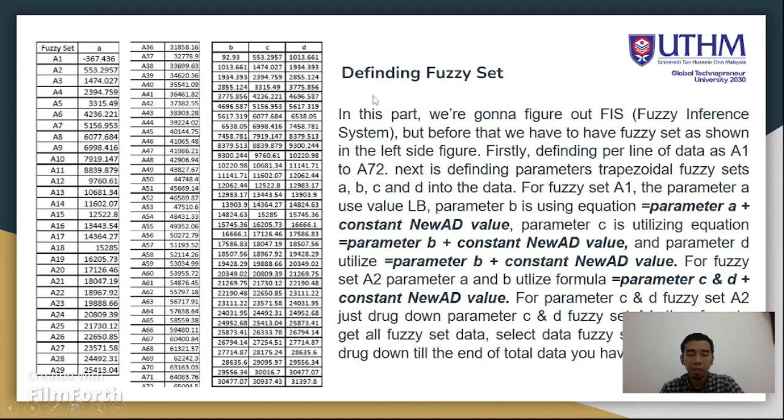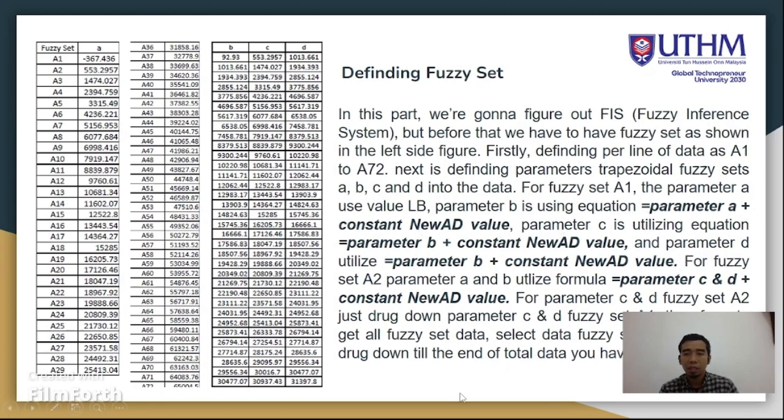And then dividing the fuzzy set. In dividing the fuzzy set, this part we're going to figure out the fuzzy inference system. But before that, we have to have the fuzzy set as shown in the left side figure. This basically defines the length of data as A1 to A72. Next is dividing the parameters of the trapezoidal fuzzy set A, B, C, and D into the data. For fuzzy set A1, parameter A uses the global value, and parameter B uses an equation: parameter A plus the constant new AD value.